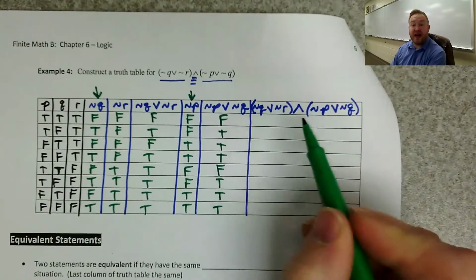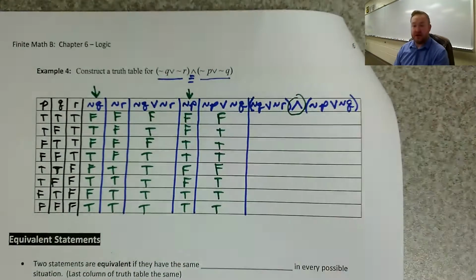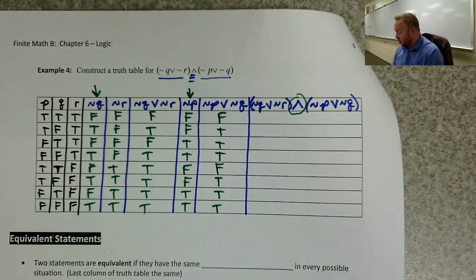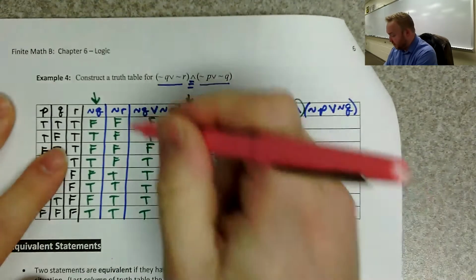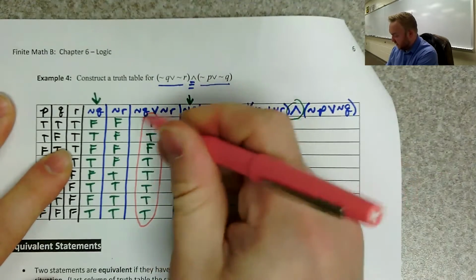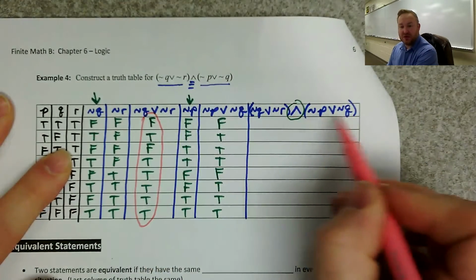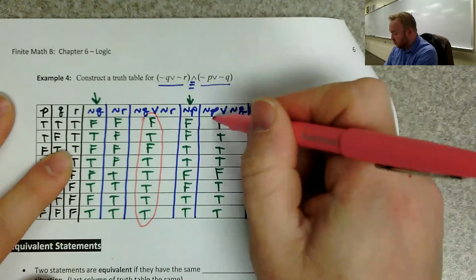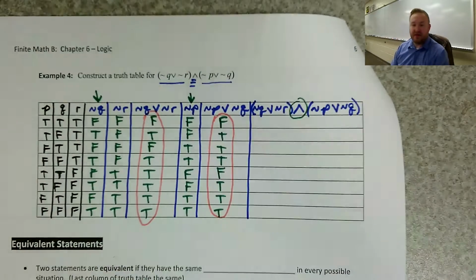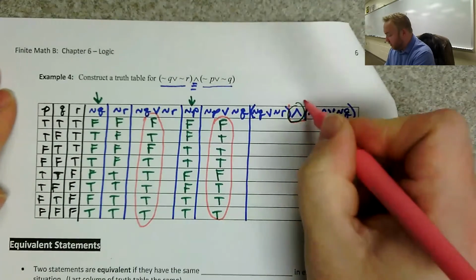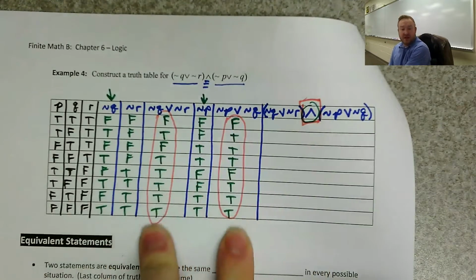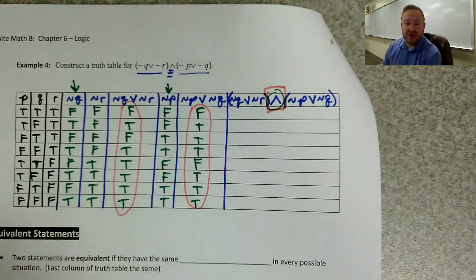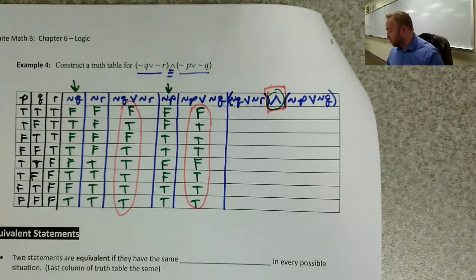Okay, we're ready for our final conjunction. And for this conjunction, we're using the not Q or not R column. That was this one right here. And we're also using this one, which was the not P or not Q, which is this column right there. Now, ultimately here, we're doing a conjunction. So I'm going to look through these two columns, and our rule is only true if both are true. Only true if both are true.